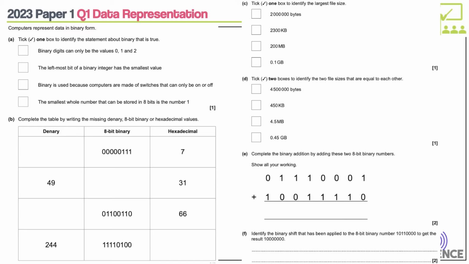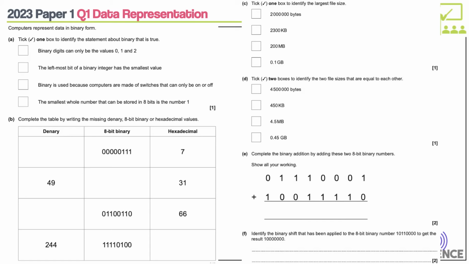Okay, great stuff. We're going to be reviewing the 2023 computer science paper, paper 1. 2023 was the year where paper 2 was the one that everyone found really difficult, but this is paper 1. And for the most part, people thought it was a fairly fair paper. So let's go to question 1.